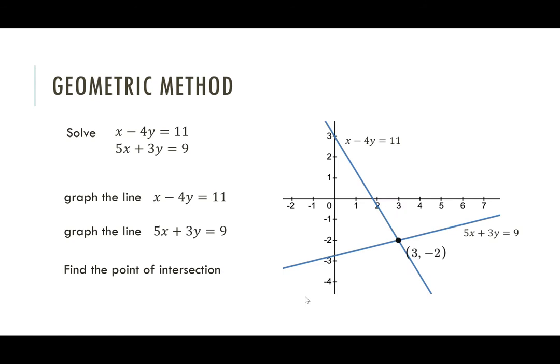Now, all right, I obviously wasn't going to do this by hand. Life's too short, but I plugged this into, I think, Desmos, and you get the line x minus 4y equals 11. Here we have the line 5x plus 3y equals 9, and they intersect at the point x equals 3, y equals negative 2, which, thank goodness, corresponds to what we got in the previous method. So I think I probably graphed these correctly.